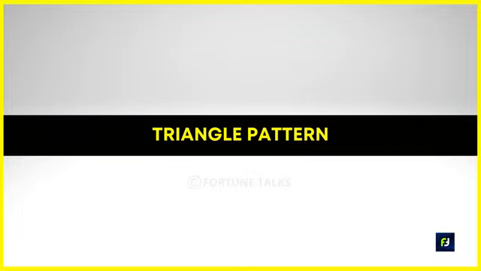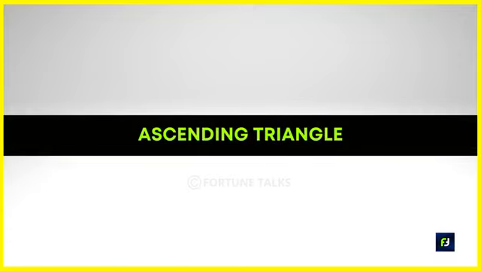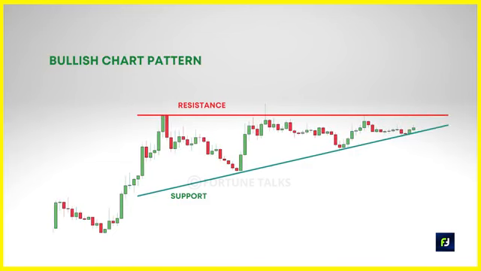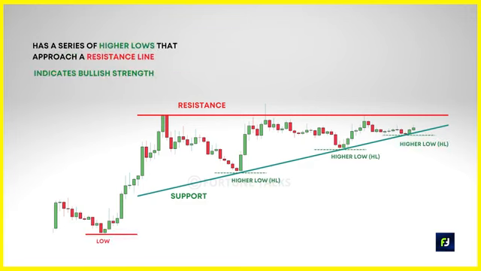Now moving on, we will focus on the triangle patterns, namely the ascending triangle and the descending triangle chart patterns. So let's start with the ascending triangle pattern. The ascending triangle is a bullish chart pattern that signals the market is about to head higher. As you can notice, the ascending triangle has a series of higher lows that approach a resistance line. This is a sign of bullish strength, for a few possible reasons.